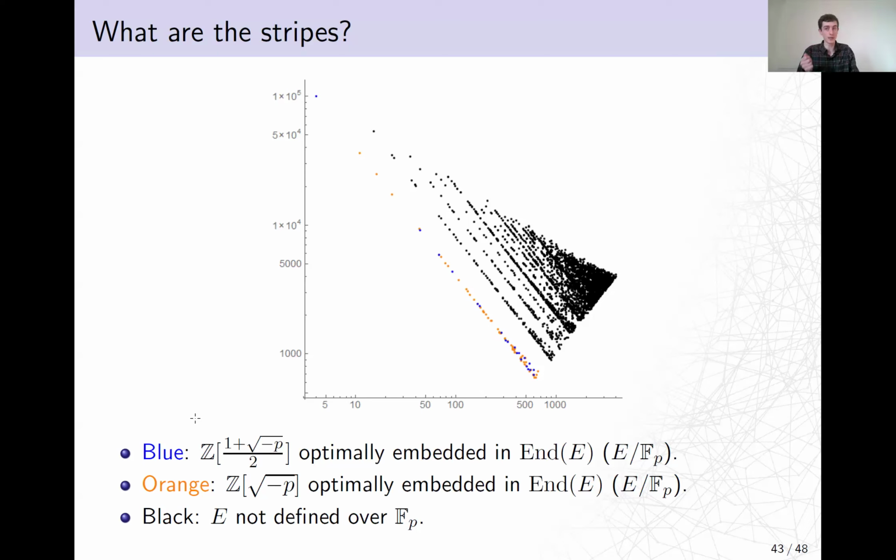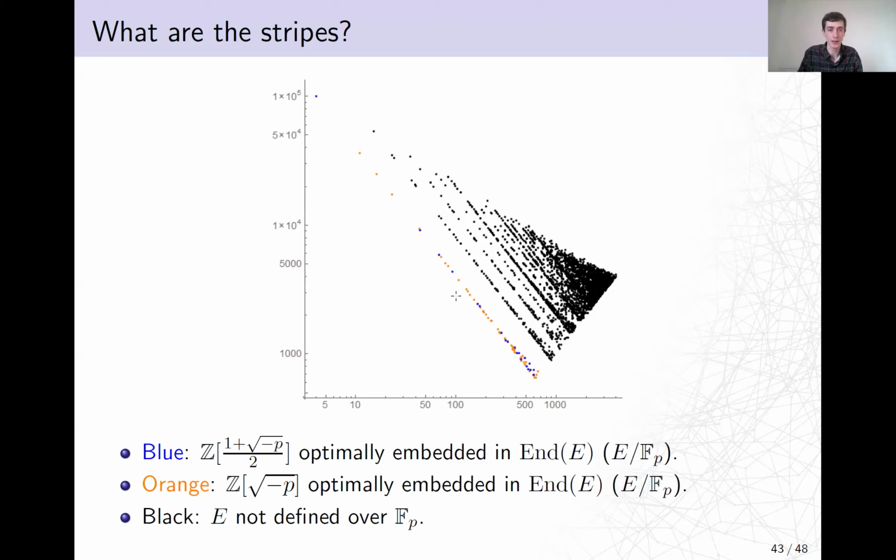It turns out that D3 does allow you to distinguish between these 2 optimally embedded orders. But if you're just looking at D1, D2, it's a little bit hard to tell them apart. But what's very nice is that this lowest stripe exactly tells you where the spine of the isogeny graph is. Now, I just want to highlight a connection.